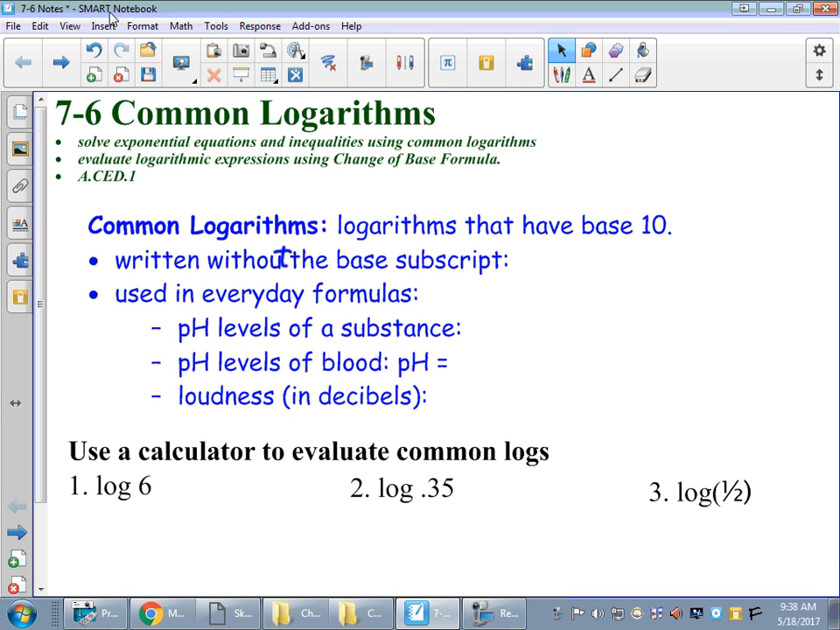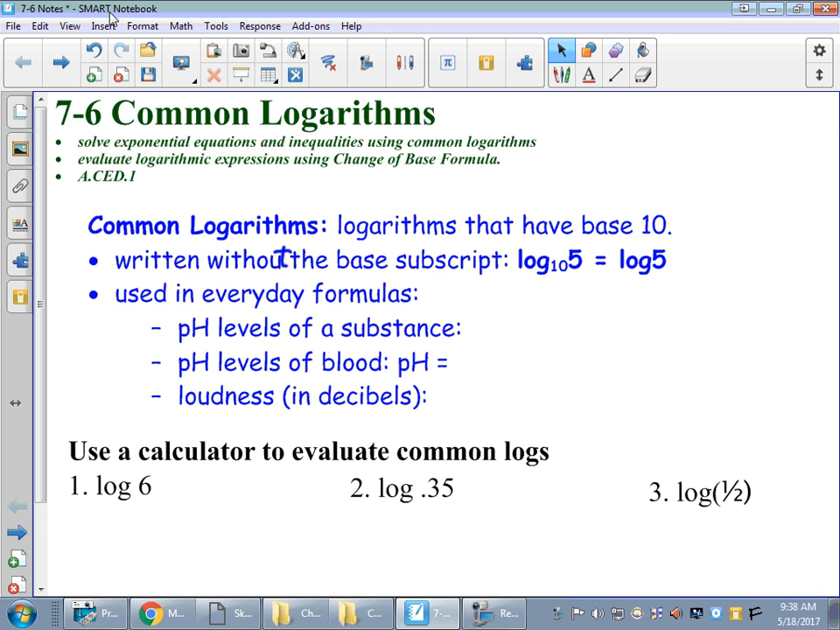These types of logs show up in the world. First thing, when you write a common log, you won't actually see log base 10. It's just sort of awkward. It's understood. Just like when we write the square root of something, we don't put the little 2 on there, but for every other root we do. So for log base 10, it's not necessary to write the 10 there. It's just understood that you're asking: what do you raise 10 to, to get that number?